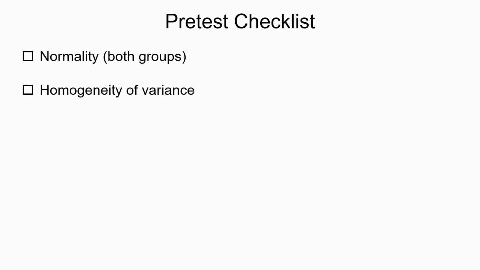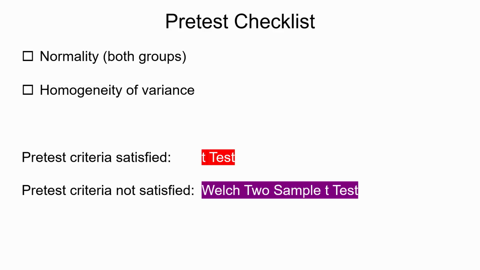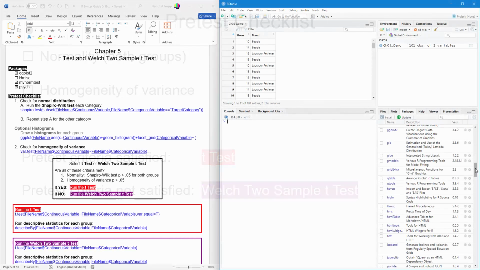The t-test has two pre-test criteria: normal distribution in both groups and homogeneity of variance. If these criteria are satisfied, then run the t-test. Otherwise, run the Welch two-sample t-test. This example uses the dataset ch05_demo.